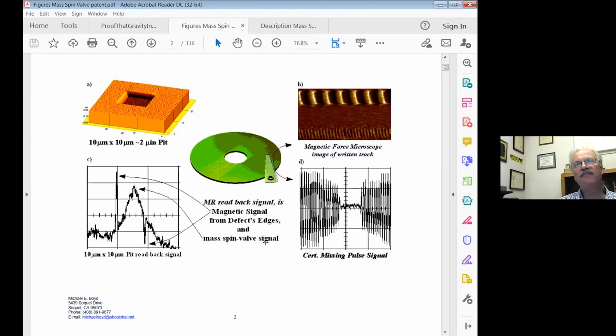Now, what I have here is an image. This is the image of what it looks like. It's a disk with a sensor reading back. Now, up here on the right is what's called a magnetic force microscope image of a track written on the surface of the hard drive.